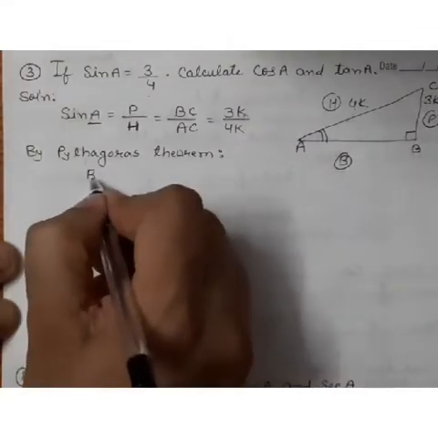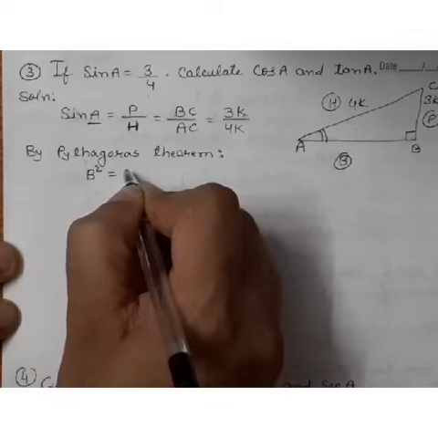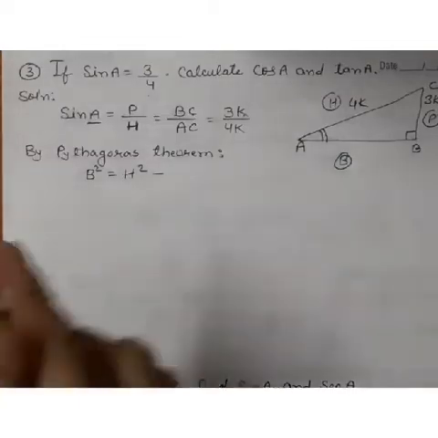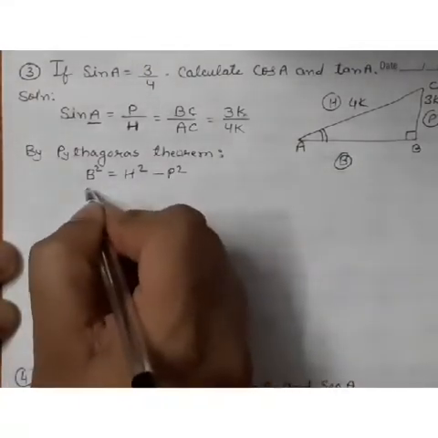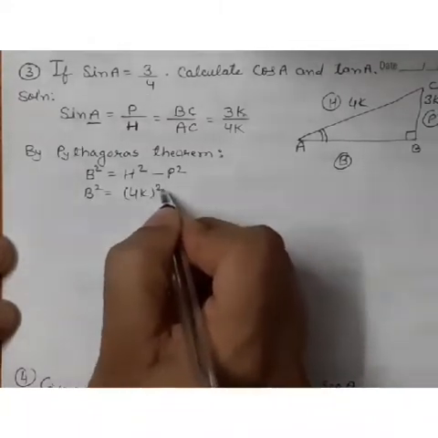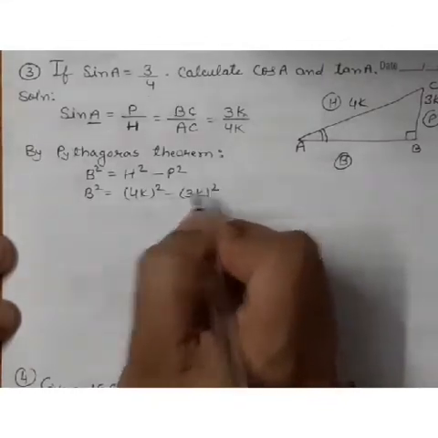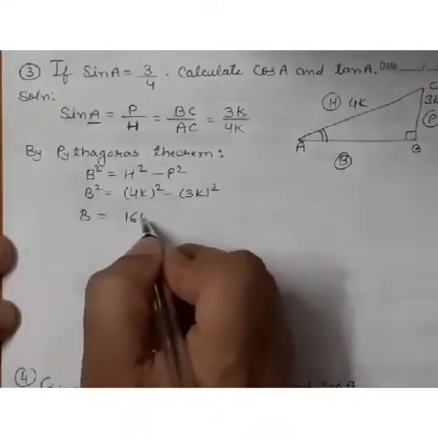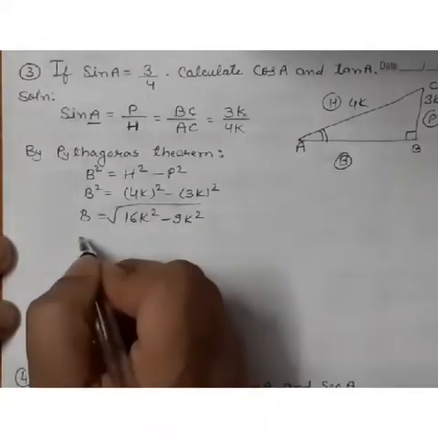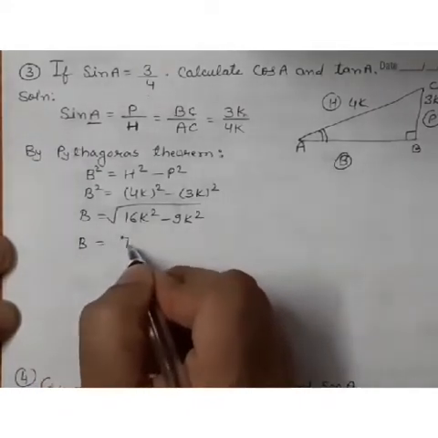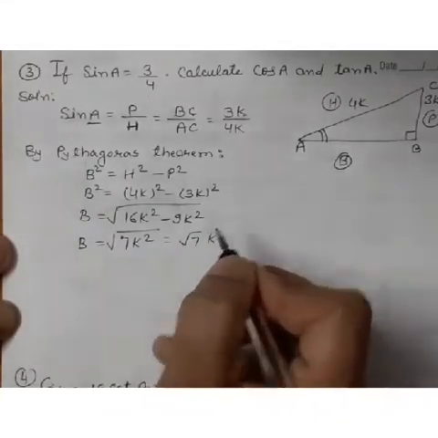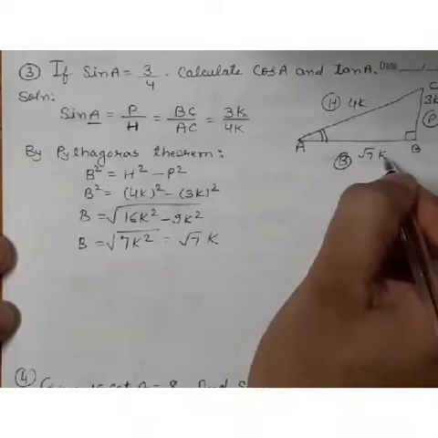AB is the base, no? Then write by Pythagoras formula. B square is equal to H square minus P square. So what is B square? H is what? See, 4K whole square minus 3K square. Then B will be what? 16K square minus 9K square and take its square root. This is 7K square and take square root. This is root 7K.